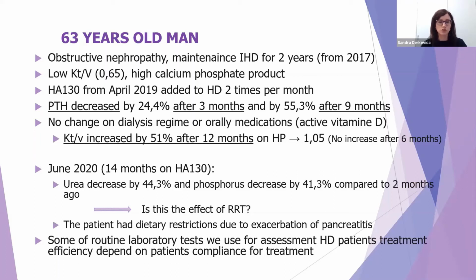So in June 2020, in routine laboratory tests, we noticed that there was a significant decrease in urea and phosphorus compared to 2 months ago. And there was the question, is this the effect of renal replacement therapy? But we knew that the patient had dietary restrictions due to exacerbation of pancreatitis. So some routine laboratory tests we use for assessment of hemodialyzed patients' treatment efficiency depend also on patients' compliance with the treatment.